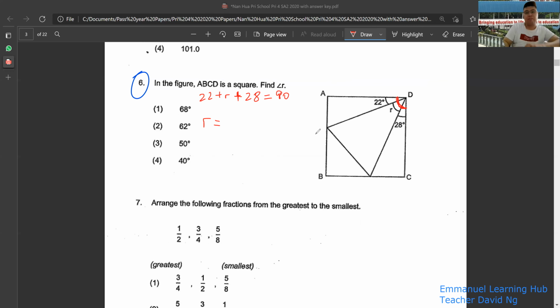How to find R? 28 plus 22, then minus from 90. 22 plus 28 is how many? Equals 50. And R equal to how many? R equals to 40. 90 minus 50. Right? Okay.